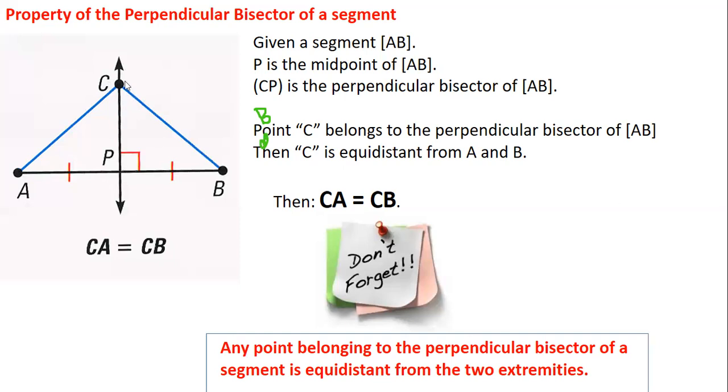So any point on the perpendicular bisector will be equidistant from the two extremities A and B. Suppose again I have taken here down a point M on the perpendicular bisector. What can we say about M and the 2 points A and B? Since M belongs to the perpendicular bisector, M is equidistant from A and B, which means MA will be equal to MB. So this is a very important sentence to always keep in mind, never forget it. Any point belonging to the perpendicular bisector of a segment is equidistant from the two extremities. What do we mean by extremities? The beginning point and the ending point.